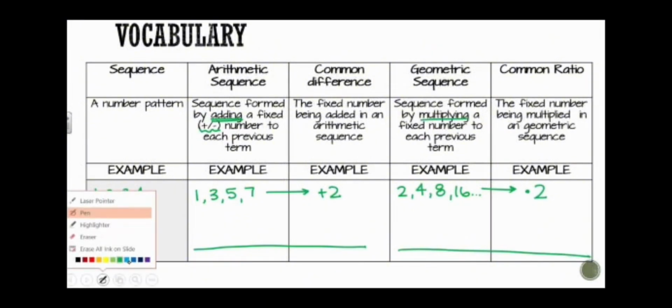The biggest difference here that you need to remember is common difference is a number being added or subtracted. Common ratio is a number being multiplied.